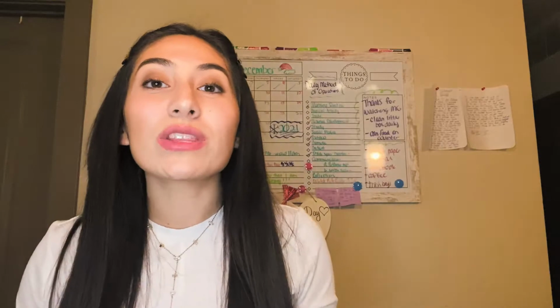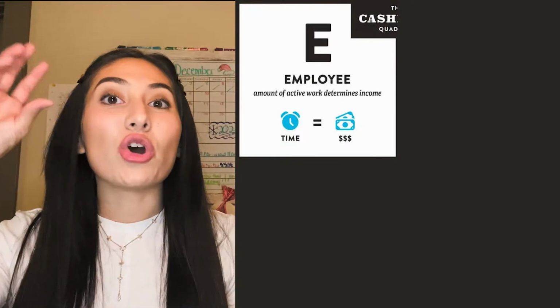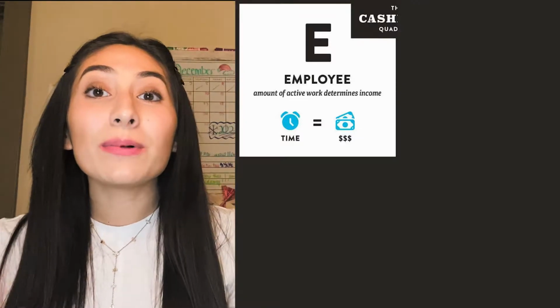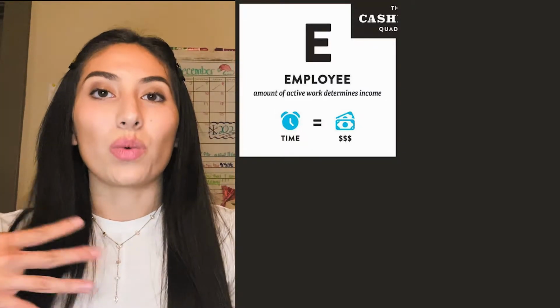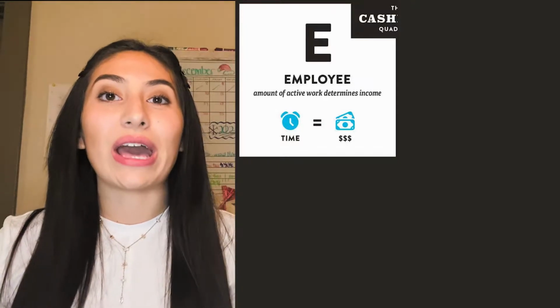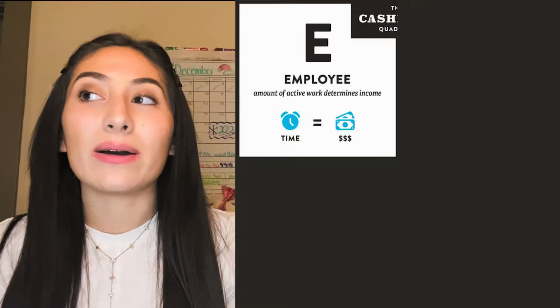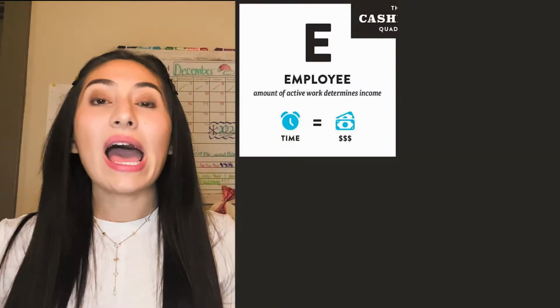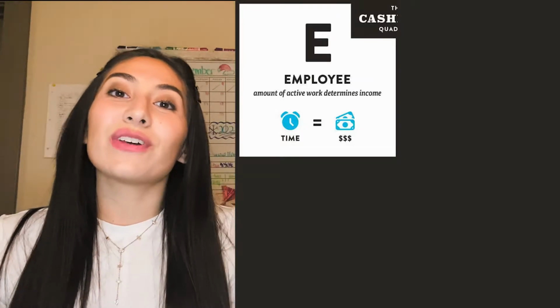Okay, so starting with the left side of the quadrant, we have the employee quadrant. You're going to know that it's the employee quadrant because it's marked with an E. An employee is what a lot of us have started out with going into the working industry, where we learn how to make money. At 16, the first thing I did was apply to a clothing store. I worked retail. That was my very first job. And I loved it. I loved being an employee. There was nothing wrong with that. It really fit my schedule.